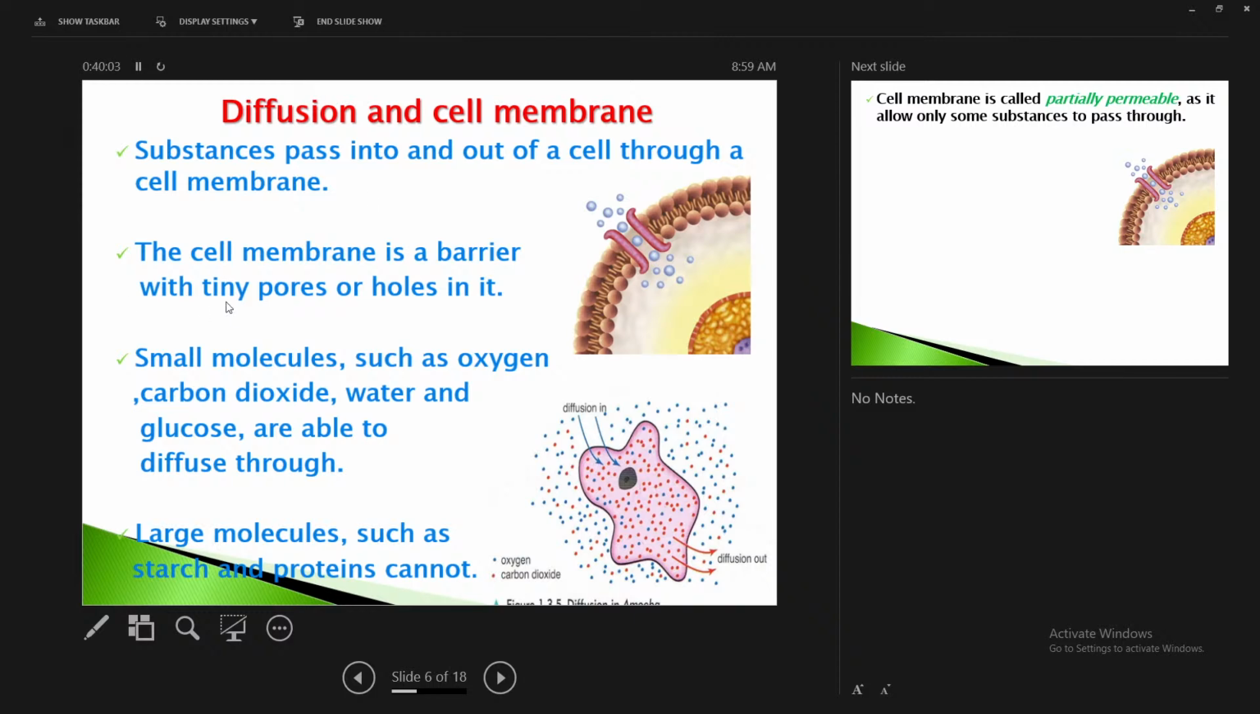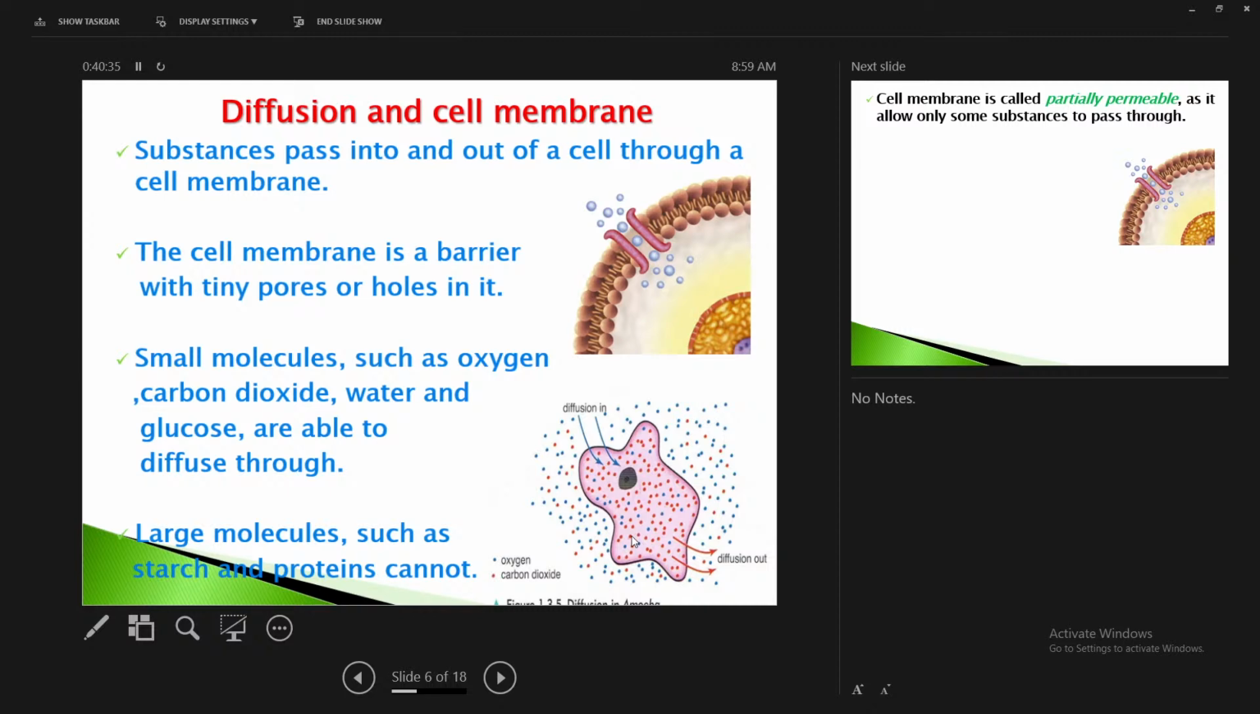Now, looking at the image to the bottom, where you're seeing a cell, that irregular shape literally represents a cell. So we have diffuse in. Looking now, the blue dots represent oxygen. If you look at the amount of blue dots, you will realize that there are more blue dots outside of the cell than inside. So that is why the arrow is showing oxygen in.